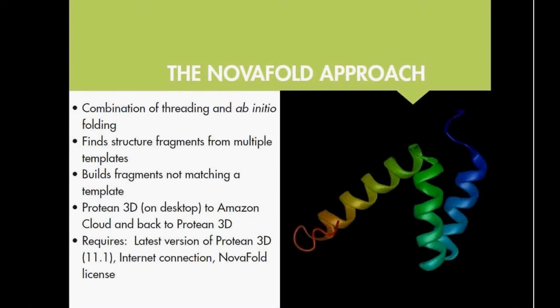First, your query sequence is submitted on your desktop computer within Protein 3D. With your Amazon Web Services credentials, the sequence is then sent to a cluster of computers on the Amazon cloud, where the actual structure prediction computations take place. When complete, the predicted models will be returned to the desktop computer and Protein 3D for your analysis.